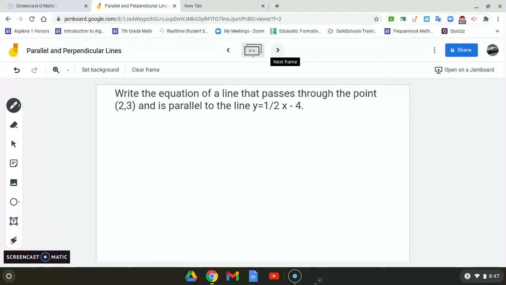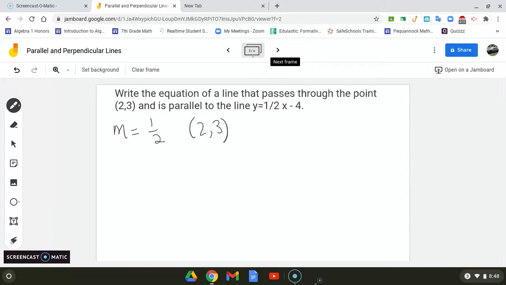Here's an example of a problem that is very typical for a parallel line problem. You want to write the equation of a line that passes through the point (2, 3) and is parallel to the line y equals 1/2 x minus 4. So we go back to what we just learned previously, that parallel lines have the same slope. So what that tells us is our new line, the line we're going to write the equation of, has to have the same slope as the line that we're dealing with here. So it means our slope is going to be 1/2. We also know that we're passing through the point (2, 3).